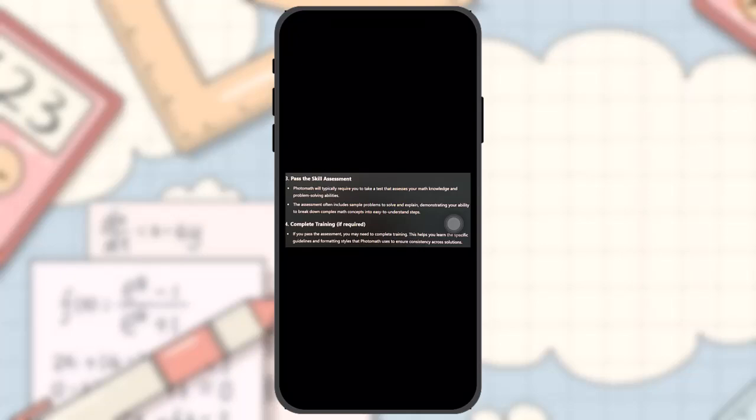Number 4. Complete training if required. If you pass the assessment, you may need to complete training. This helps you to learn the specific guidelines and formatting styles that PhotoMath uses to ensure consistency across solutions.